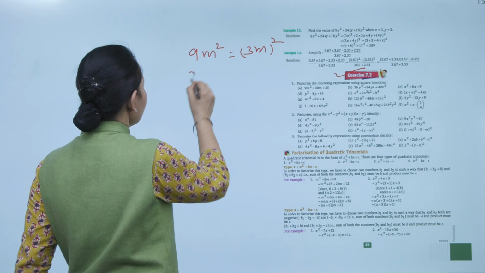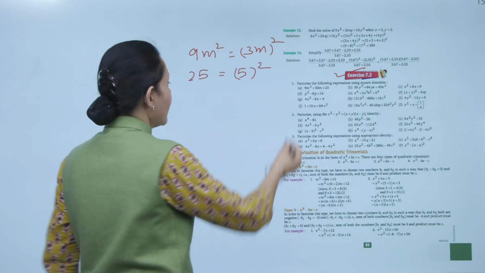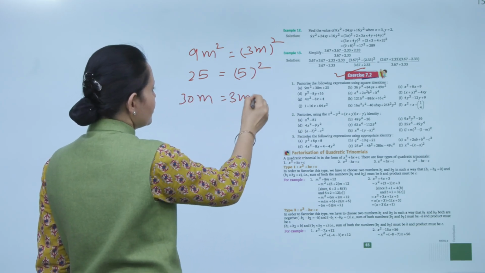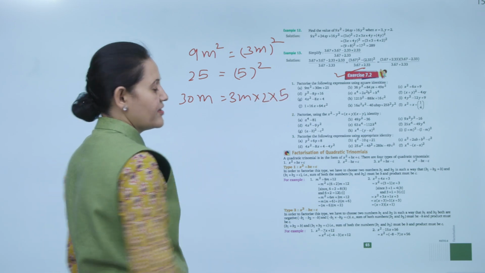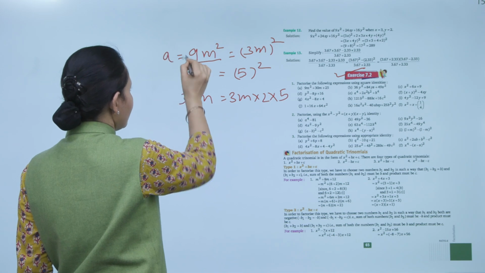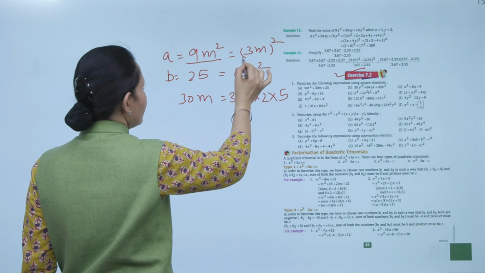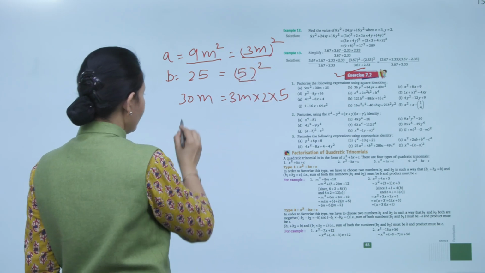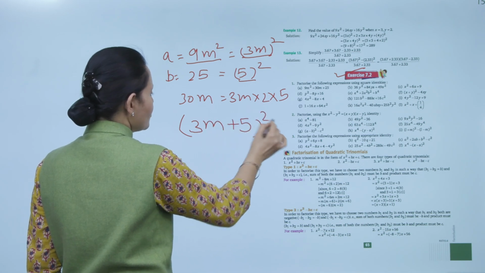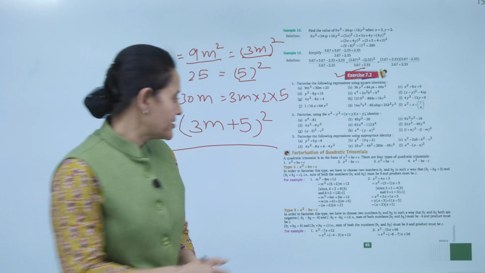Clear? 25 can be written as square of 5, and 30m can be written as 3m into 2 into 5. Clear? So this is equal to a and this is equal to b. So the value of a here is 3m and the value of b is 5. So we can write it as 3m plus 5 whole square. Clear?